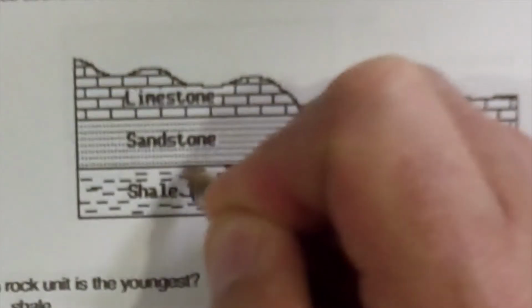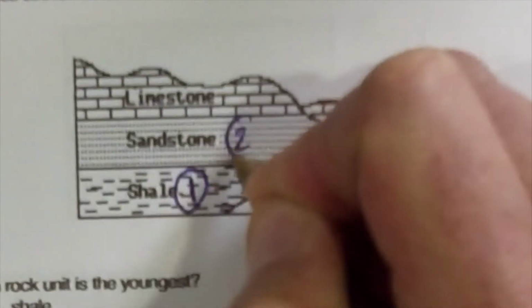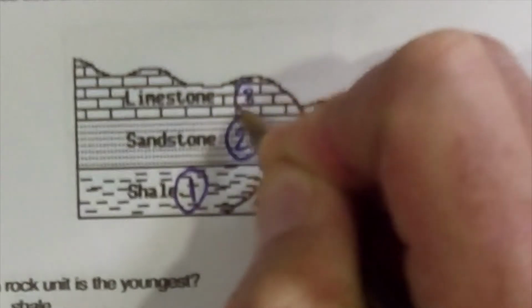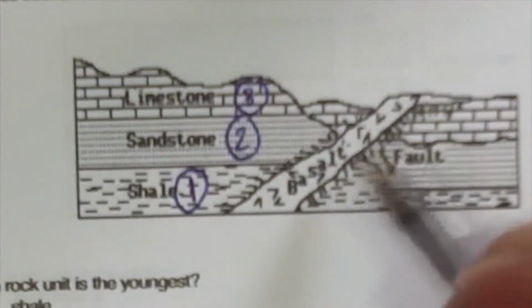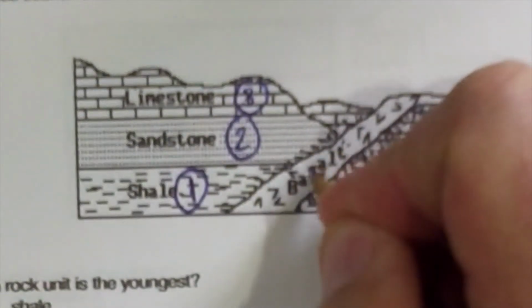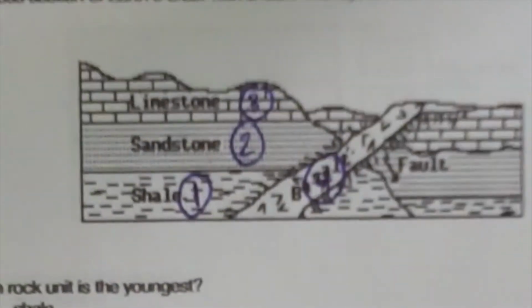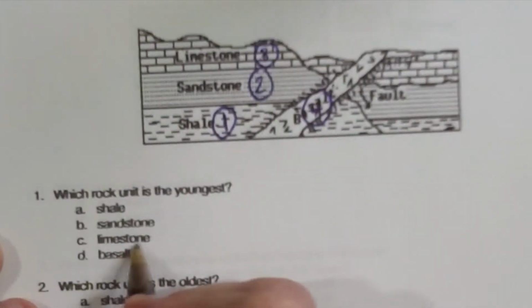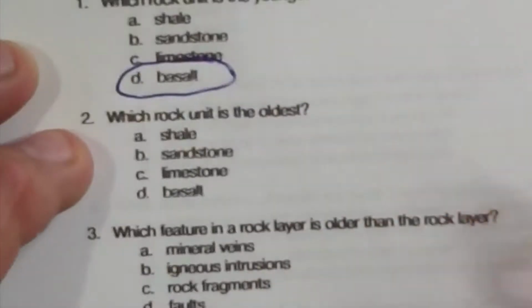One of the things we can do is actually number the rock layers. We have 4 of them altogether. This would be the first layer, 1. This would be 2. This would be 3. And then we have an igneous intrusion, which is cut across. This would be number 4. We see the contact metamorphism. So which one is the youngest? The answer would be the basalt.